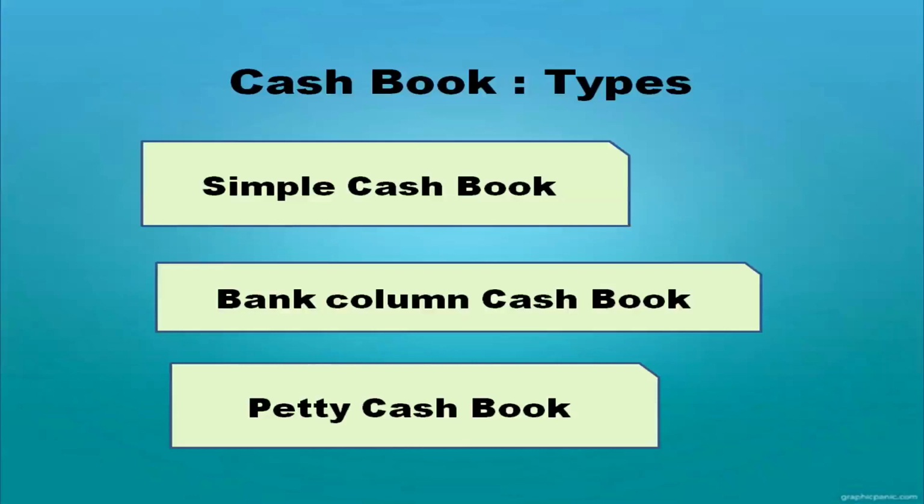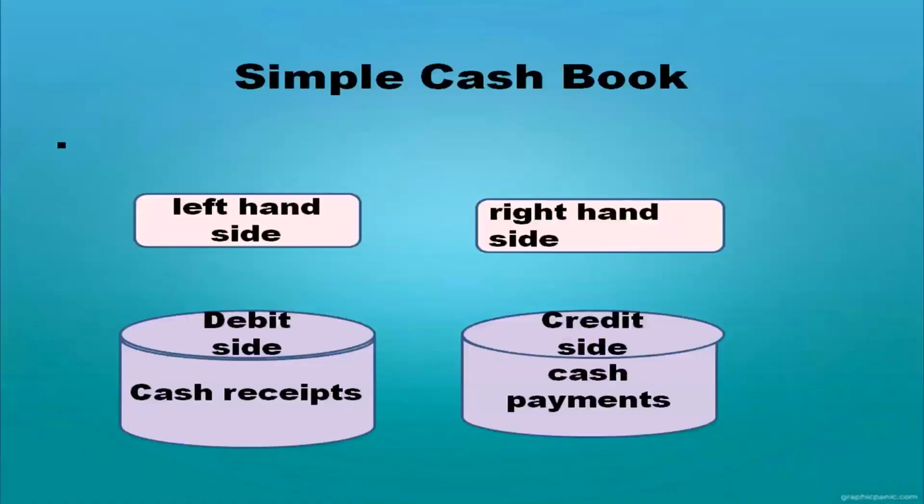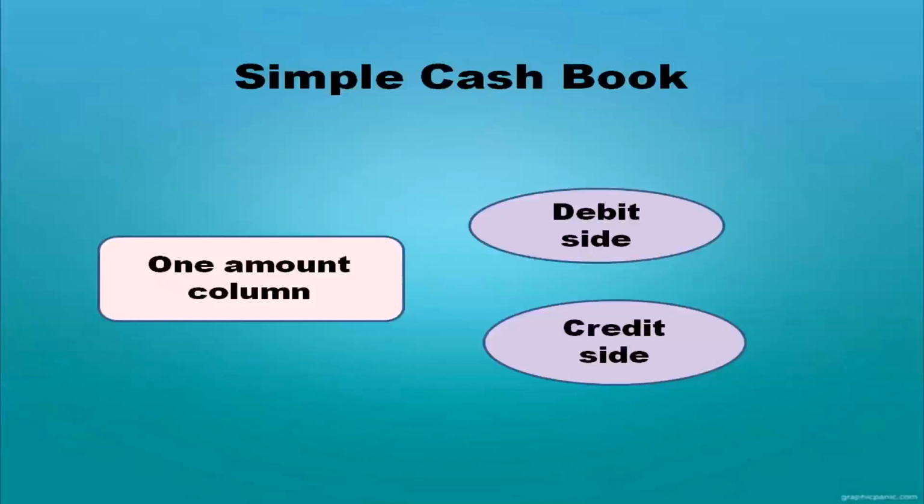Mainly there are three types of cash book: simple cash book, bank column cash book and petty cash book. Simple cash book records only cash receipts and cash payments. We have two sides, the debit side and the credit side. The left hand side is the debit side, where cash receipts are recorded. The right hand side is the credit side, where cash payments are recorded. In a simple cash book only one amount column is there on the debit side and another amount column on the credit side.